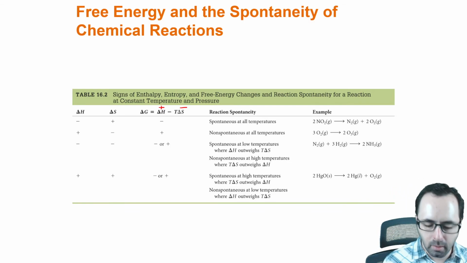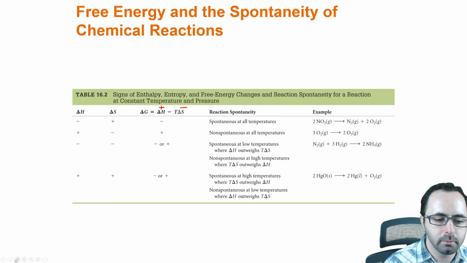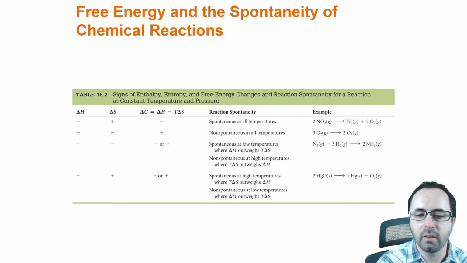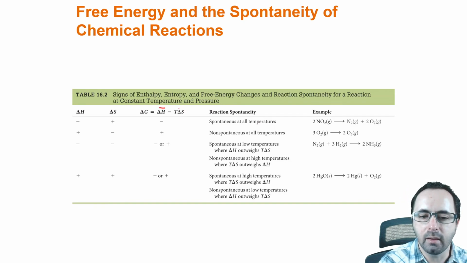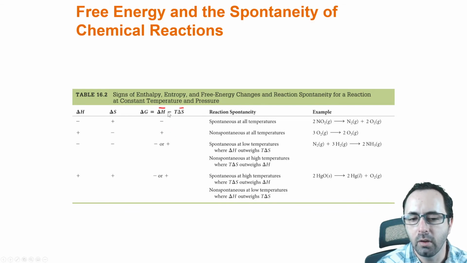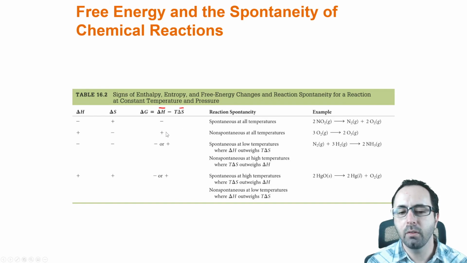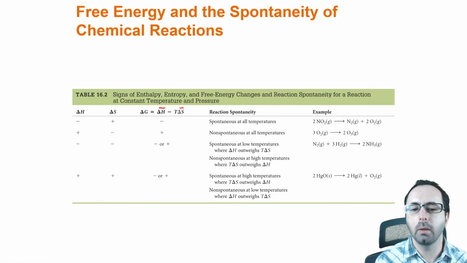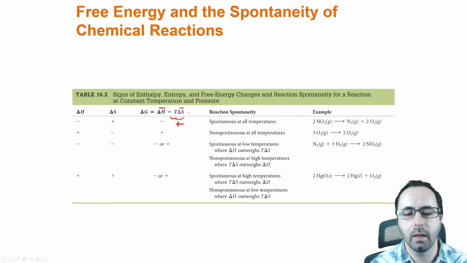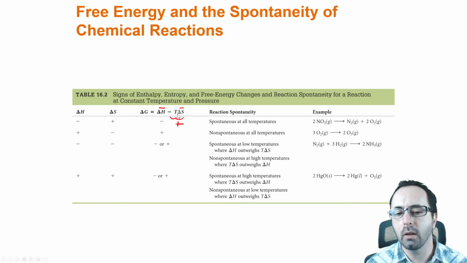Now, what if we have a competing situation here? If delta H is negative and delta S is negative, that means the first term here will be negative, but the second term will be positive. And remember, delta G is not spontaneous if it's positive. So if this reaction is to be spontaneous, the first term, which is negative, will have to be larger than the second term, which is altogether positive, because we have a negative of a negative. And so that will occur if the temperature is low.